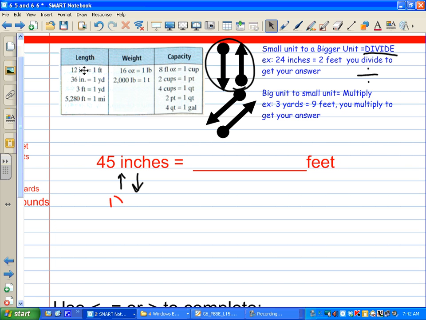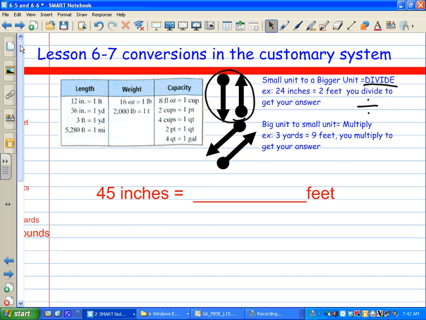All right, here we're doing lesson 6-7, which is conversions in the customary system. Now, the customary system is the American version of weights and measures. It is different from the metric system.